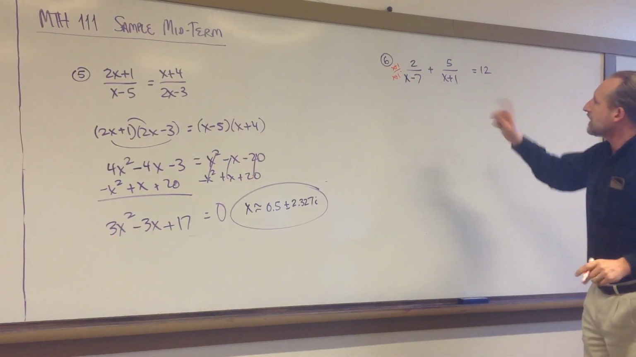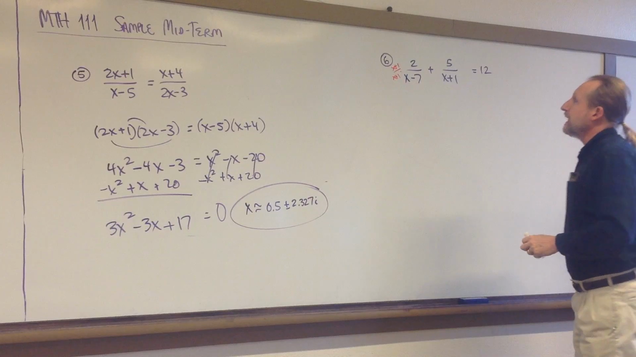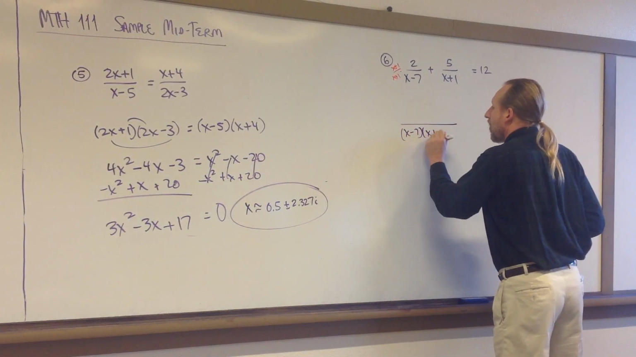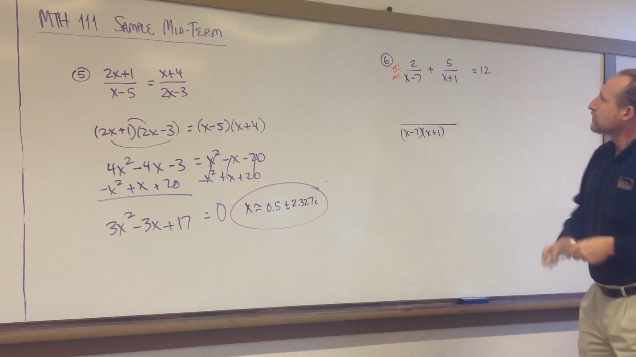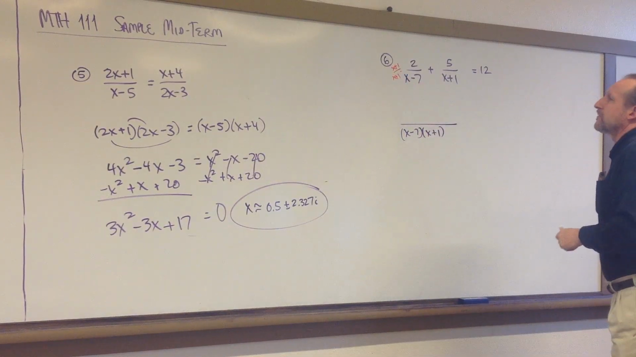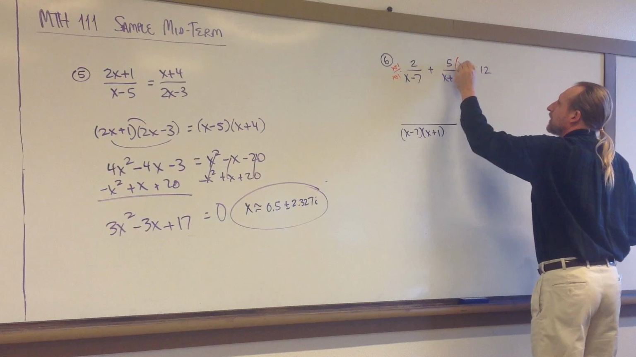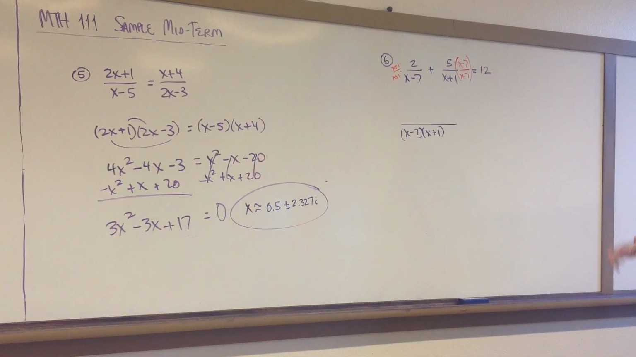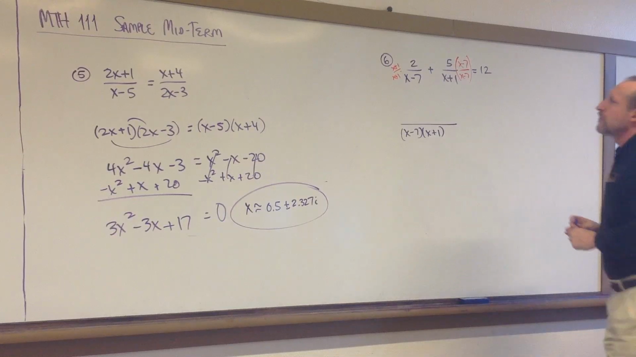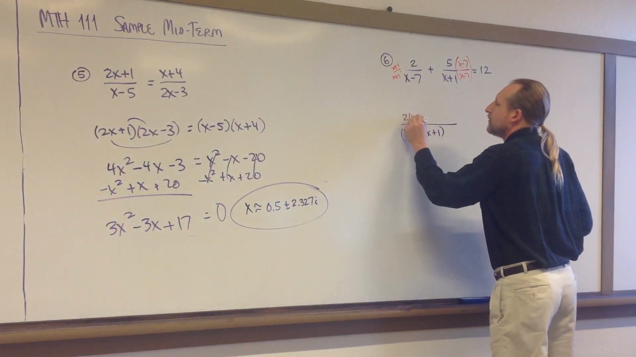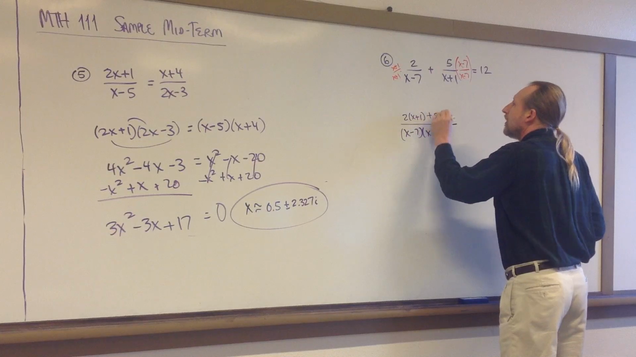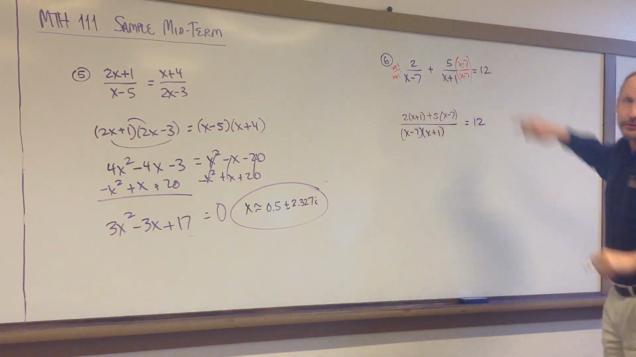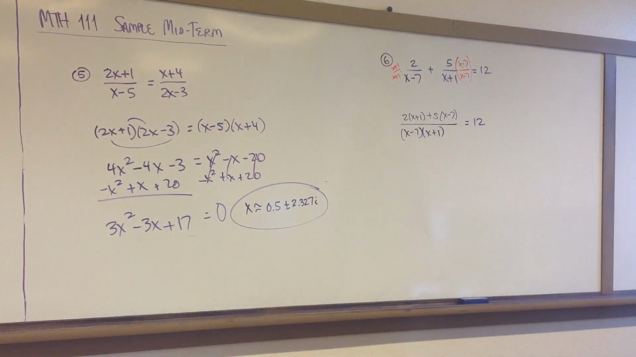Okay, so we're going to make a common denominator, and that's going to be x minus 7 times x plus 1. So this one gets multiplied by x plus 1 over x plus 1. This one gets multiplied by x minus 7 over x minus 7. So on top, we end up with 2 times x plus 1 plus 5 times x minus 7. And we've still got the 12 over here on the other side.